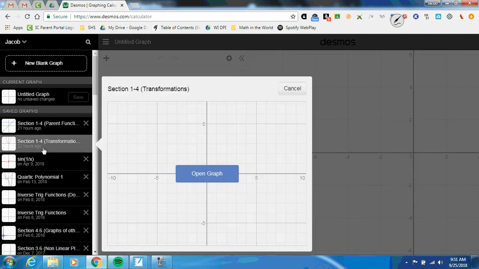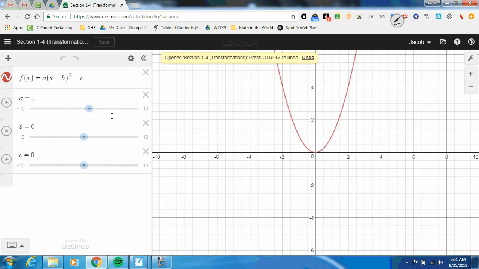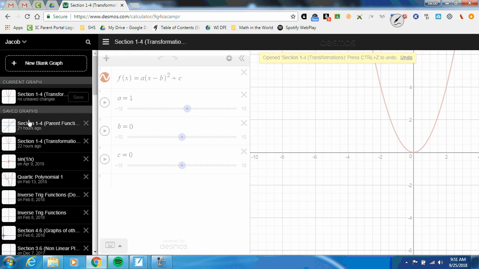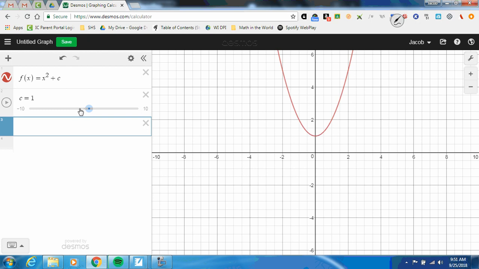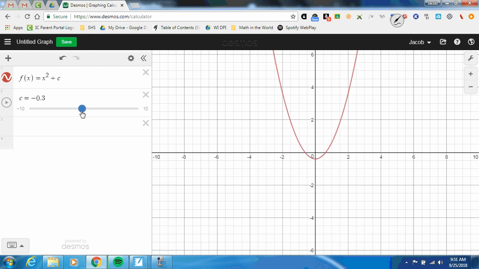I'm going to start graphing, except it's already logged in as me. All right, so we're going to talk transformations. I'm going to do a new graph. So f of x equals x squared plus c. All right, now, look what happens when c equals 0. I could just simplify that equation to y equals f of x, can I not?